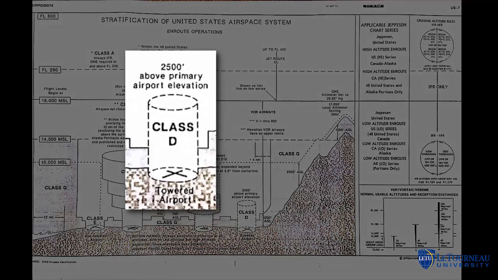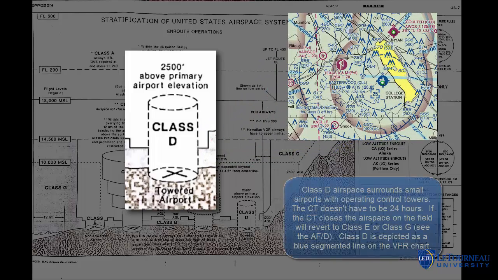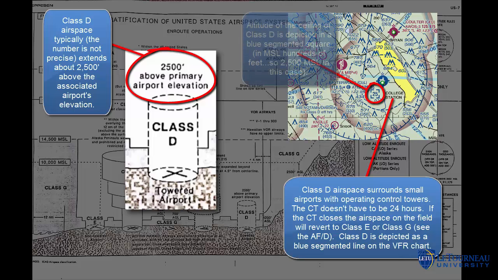Now let's look at Class D airspace. Class D, or Delta airspace, is depicted on the chart with a blue dashed line. Class D airspace typically surrounds small airports with operating control towers. Many times the operating control towers are not open for 24 hours. If it closes, the airspace on the field will revert to Class Echo or Class G, and we need to look at the AFD to find out what airspace the surface area reverts to.